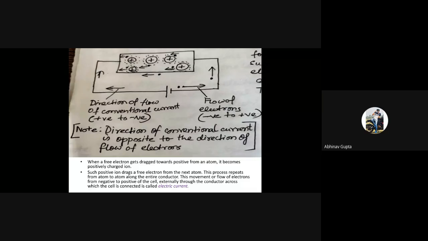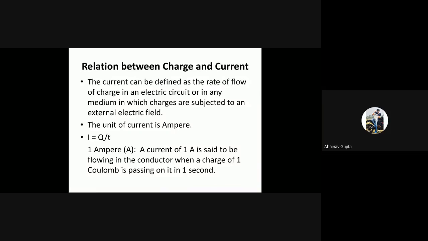Okay, so this is about the direction part, and also what exactly electric current is, because we know in this slide that electric current is nothing but the opposite flow in the direction of the electrons. Now, coming to the relation between charge and current. Mathematically, if we represent charge as Q, then current I is equal to Q by T, where Q is the charge and T is the time required for the transfer of charge.